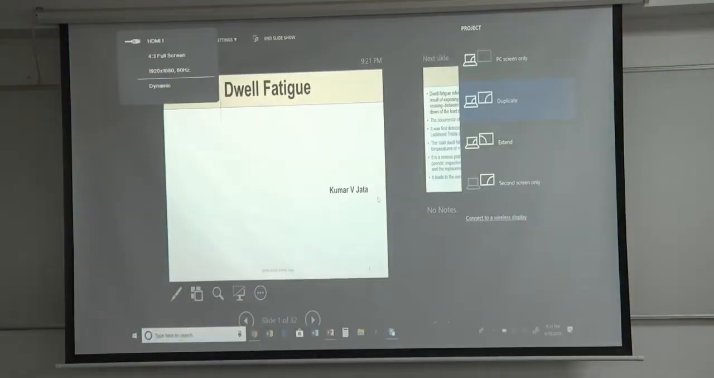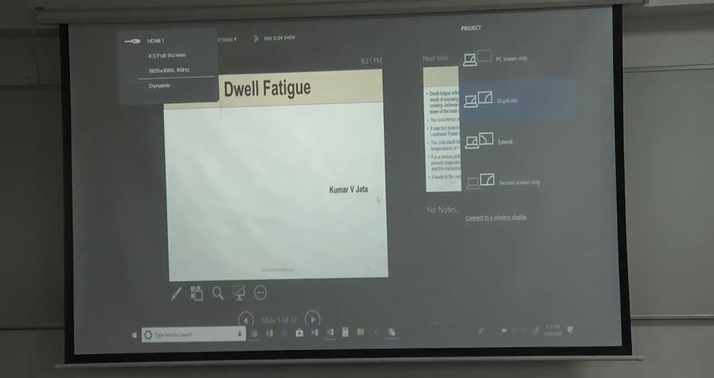Should I hit something here? F4 or something? Oh, it's in here, right? The pointer. You took it out? Oh, okay, thanks.